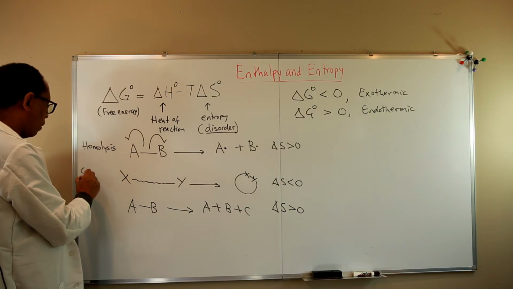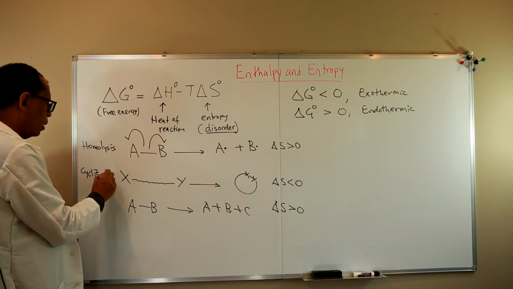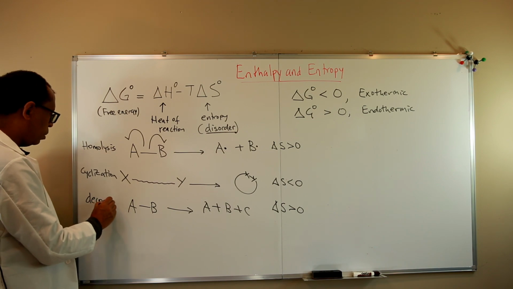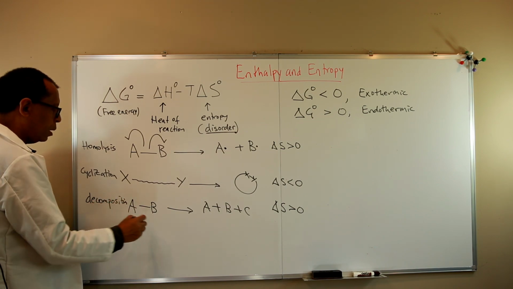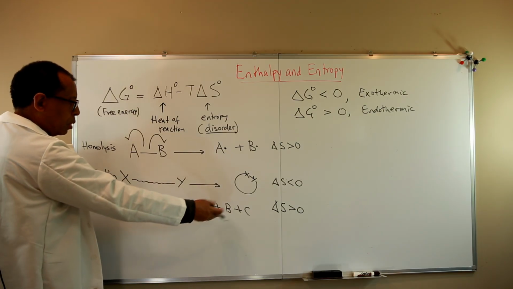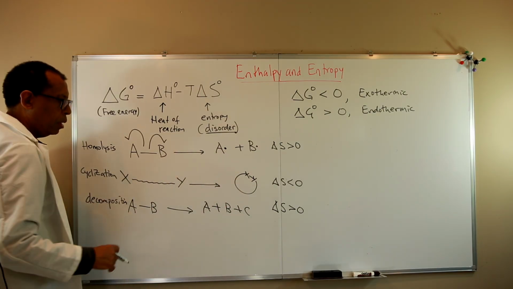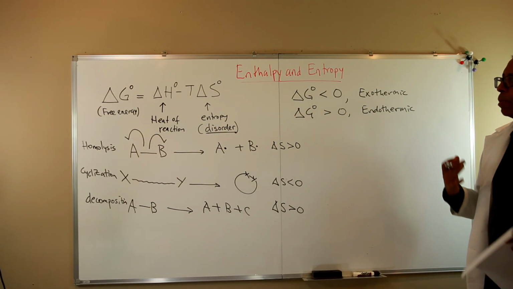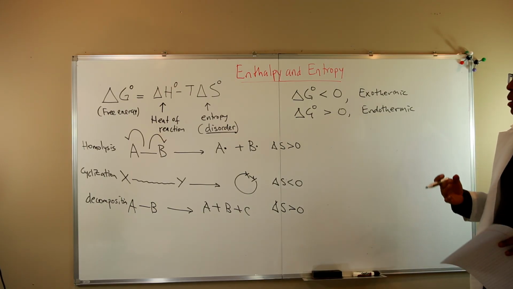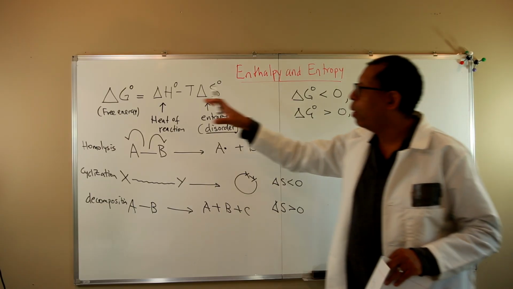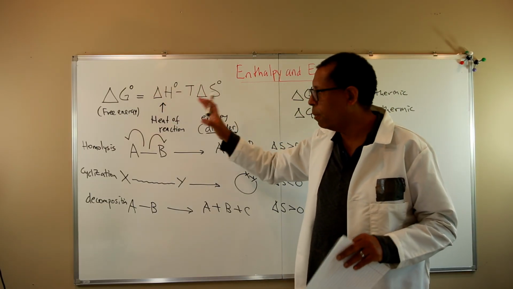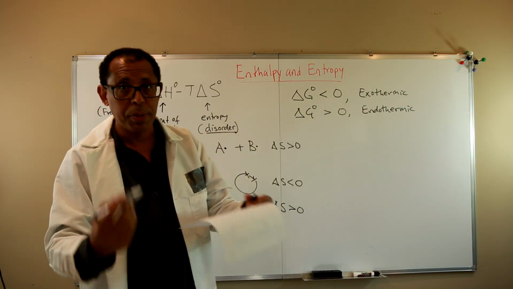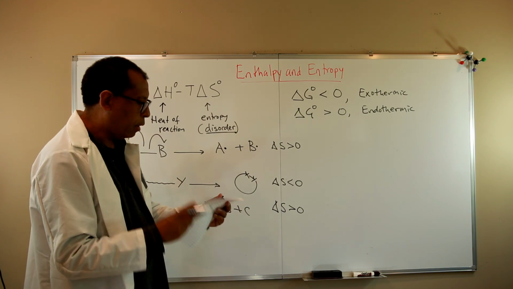This is cyclization of a reaction. It's called cyclization. It decreases entropy. This is decomposition, let's say. Decomposition reaction. So if A is decomposed into different species, entropy is greater than 0. So overall, this is just to remind you that the energetics of a reaction depends on enthalpy and entropy. Both of them are important: the heat of reaction and the disorder that the reaction would produce.